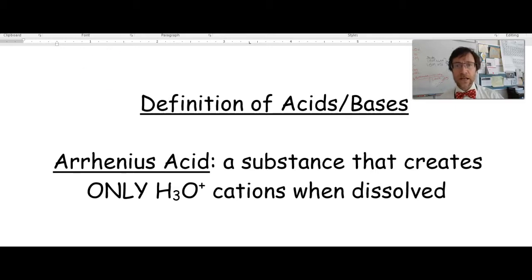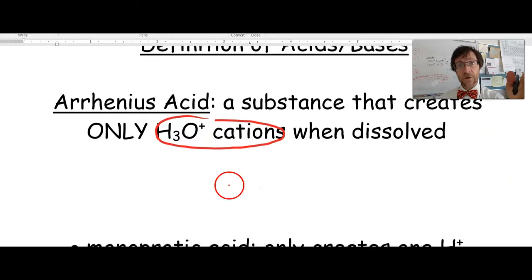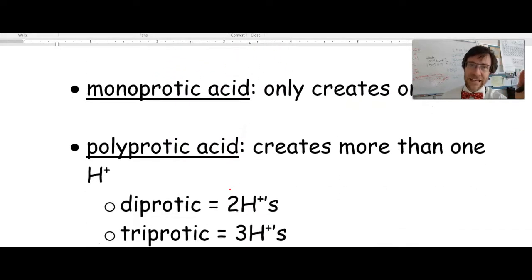So, this dude right here, Arrhenius, he is the one who did all this work a couple million years ago. And he said that an acid is anything that creates hydronium ions. In other words, the only cation that it creates is hydronium. That is an acid. So you dissolve something in water, it makes a hydrogen or hydronium ion, bam, you got an acid. Easy peasy lemon squeezy, right? So that's all there is to it, right? Well, sort of.